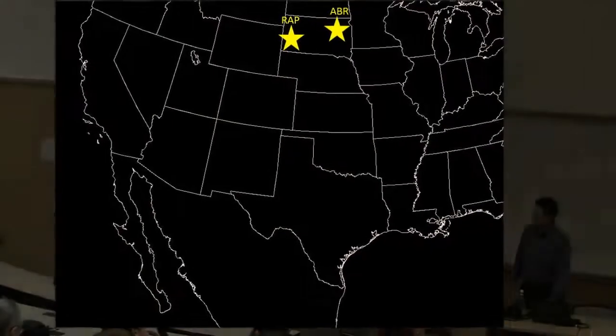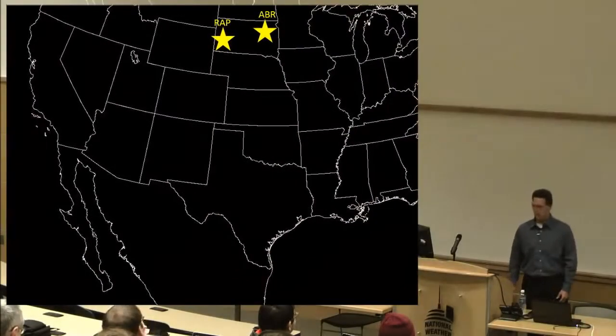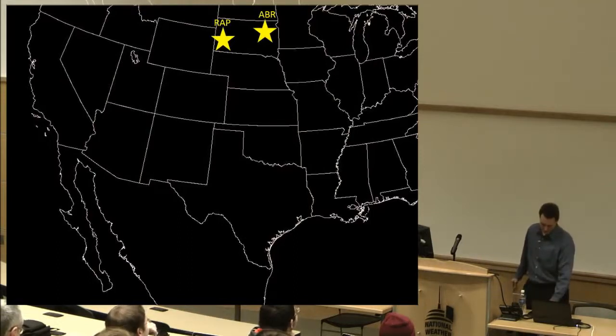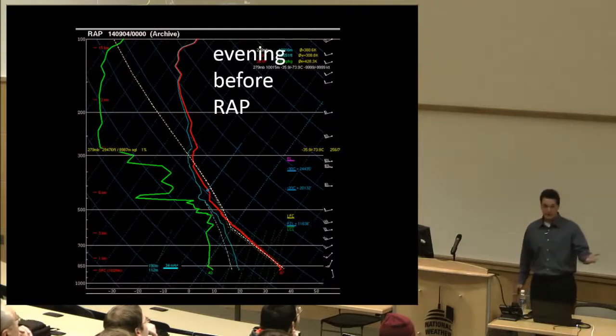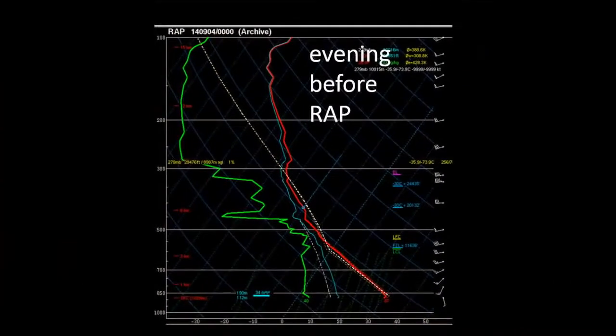All right, just again, if I've offended anyone in the northern plains, we'll keep going further north. Amazingly, it even works at Rapid City and Aberdeen. Here's Rapid City, same sort of thing, looks pretty similar. This is the same day as the Denver example before, fairly deep mixed layer. It's clearly surface-based, it got warm there.